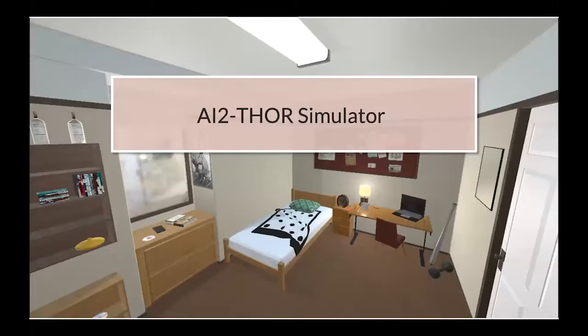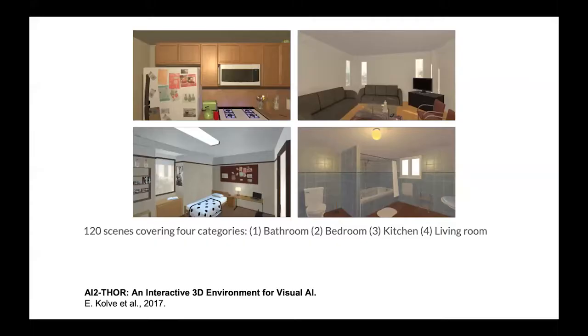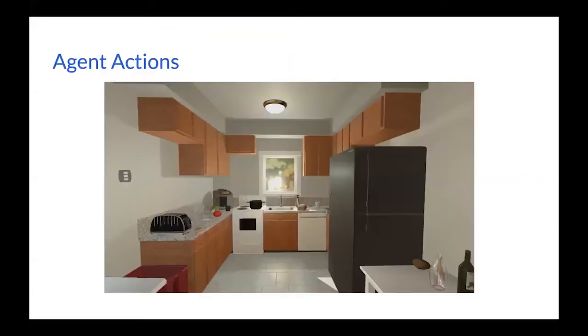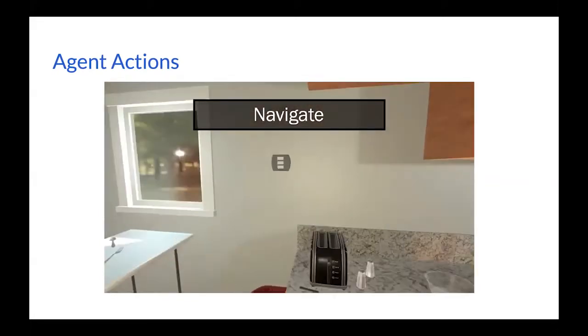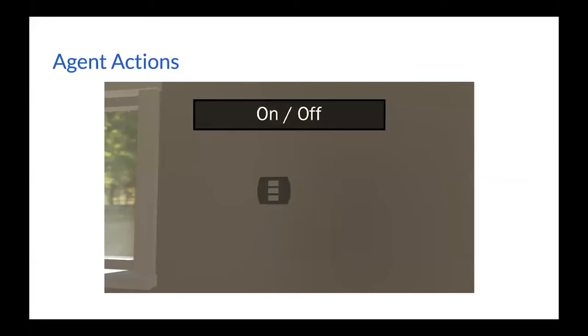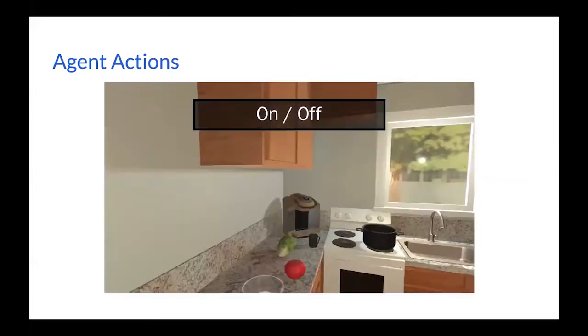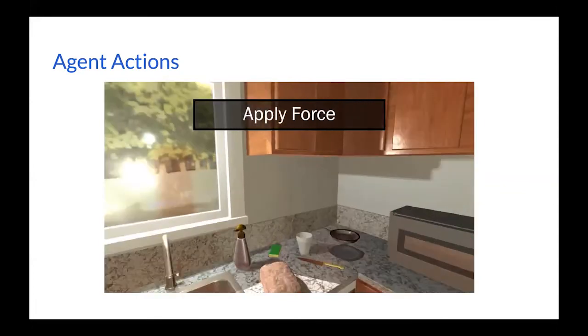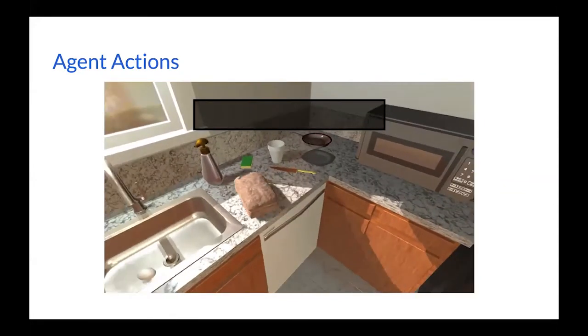So in this talk, all of the experiments that I'm going to talk about are done in the AI2-THOR simulator. AI2-THOR is a simulator of indoor scenes. It has 120 different scenes covering four categories: bathrooms, bedrooms, kitchens, and living rooms. And the agents can perform different actions in these environments. For example, they can navigate, they can interact with objects, for example, turn on and turn off the light, or they can apply forces to objects to manipulate them and so on.